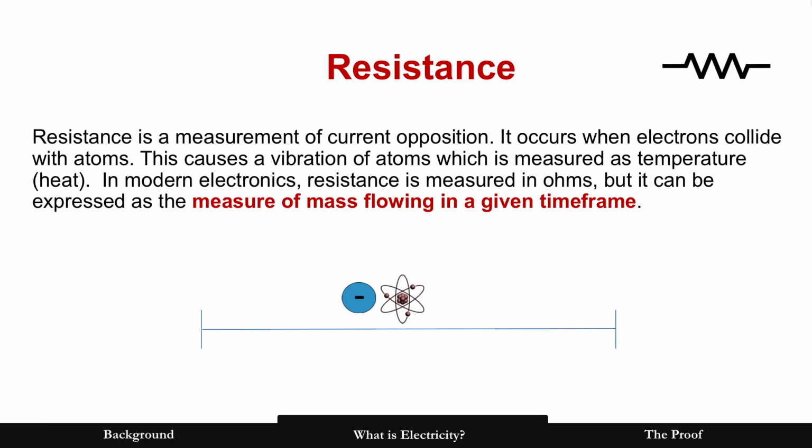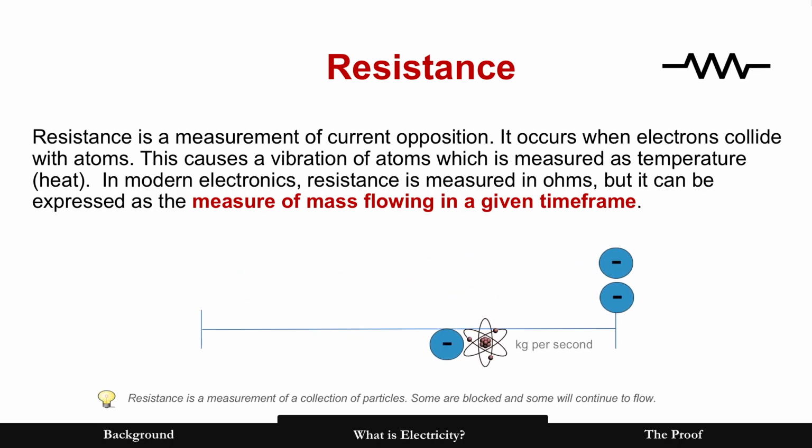In any case, in modern electronics, resistance is measured in ohms. But here, let's change this around a little bit and refer to it as a measure of mass flowing in a given time frame. I'll explain that more in a little bit. But first, again, because there's many different electrons, we have to think about electrons as some are going to be blocked, such as the one on the bottom, and others being able to get through.